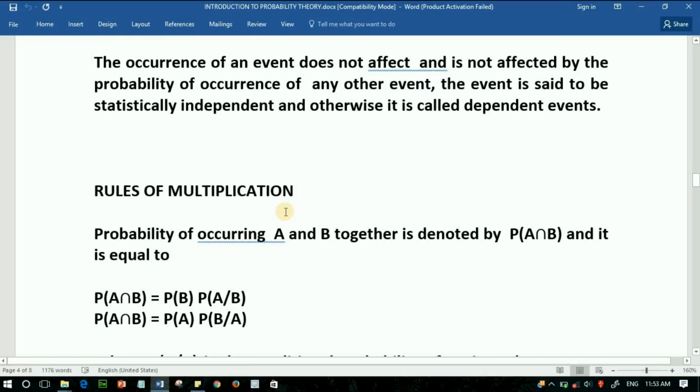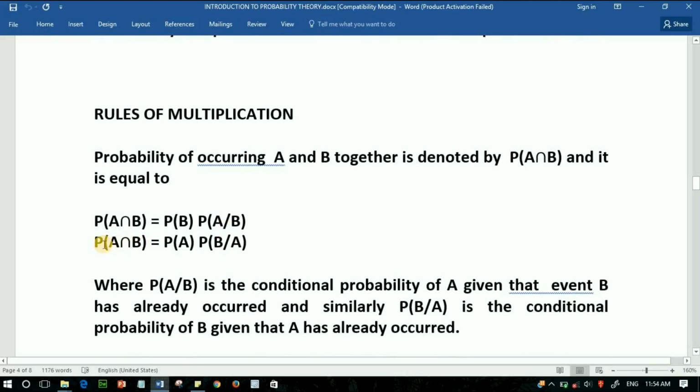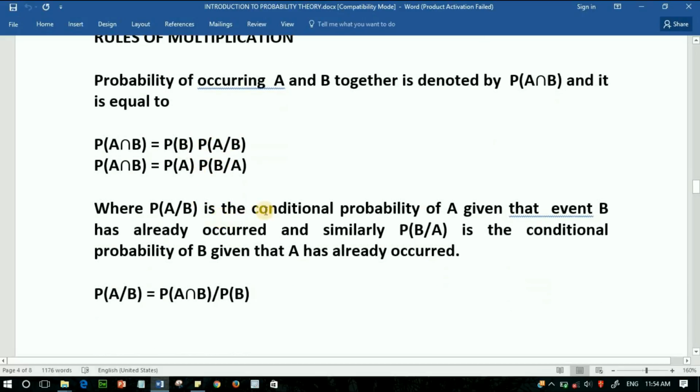Then the rules of multiplication. The probability of A and B occurring together is denoted by, as we already discussed, probability of A intersection B, and it can happen in 2 ways. One is probability of B into probability of A given B, and the other is probability of A intersection B is equal to P of A into probability of B given A. So in both cases, for probability of A intersection B, there are 2 different formulae. The meaning is entirely different. Probability of A given B is the conditional probability of A given that the event B has already occurred. And similarly, probability of B given A is the conditional probability of B given that A has already occurred.